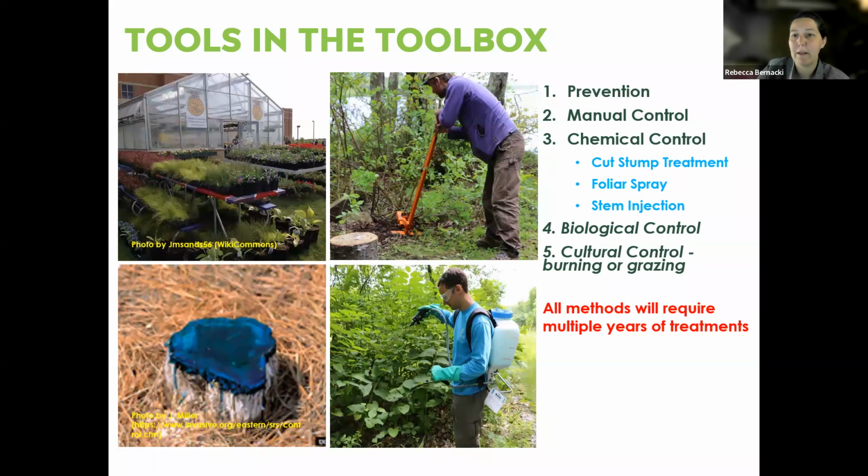We also may have biological control options. Purple loosestrife is a great example of this. Beetles were released over 20 years ago to control purple loosestrife, and we find them out and about helping us manage that species today. We also have cultural controls, which we're not going to talk about today, but those can include selective burning or grazing. What's really important to remember is that all methods will require multiple years of treatment.